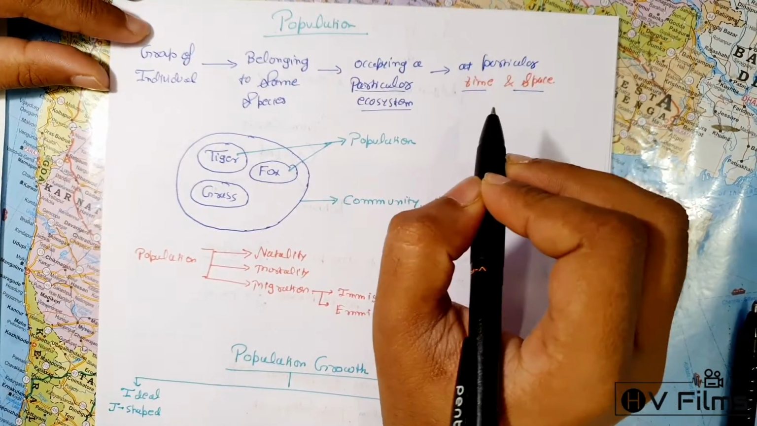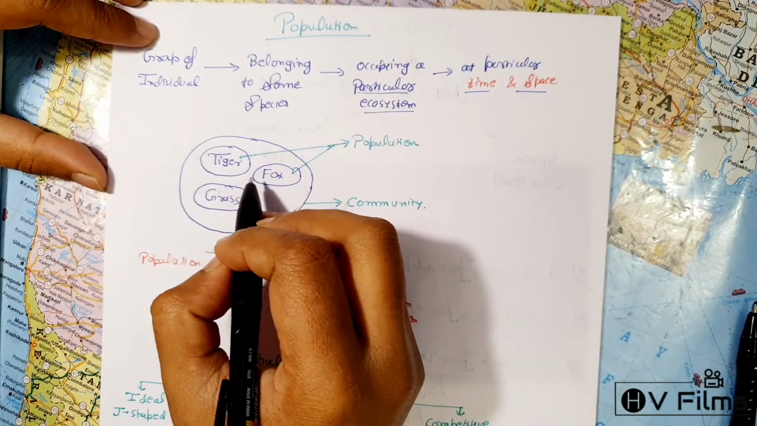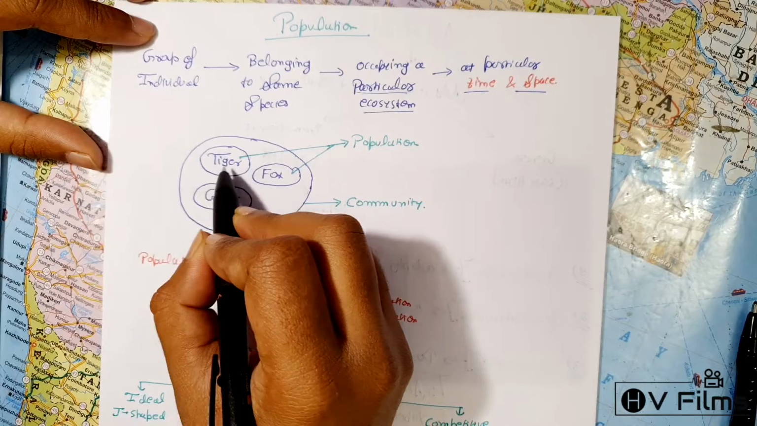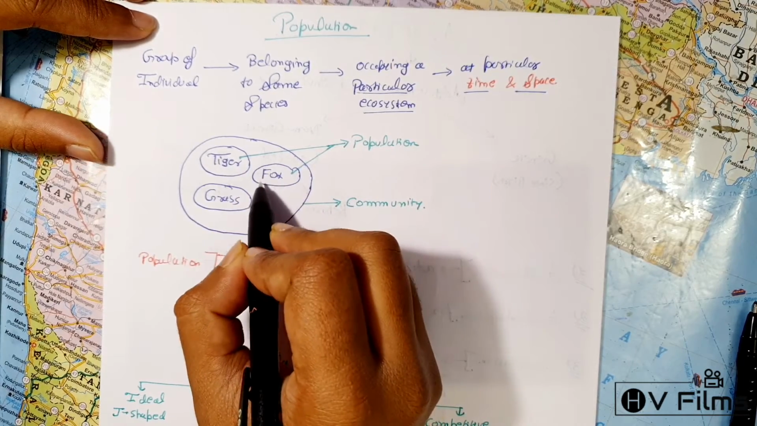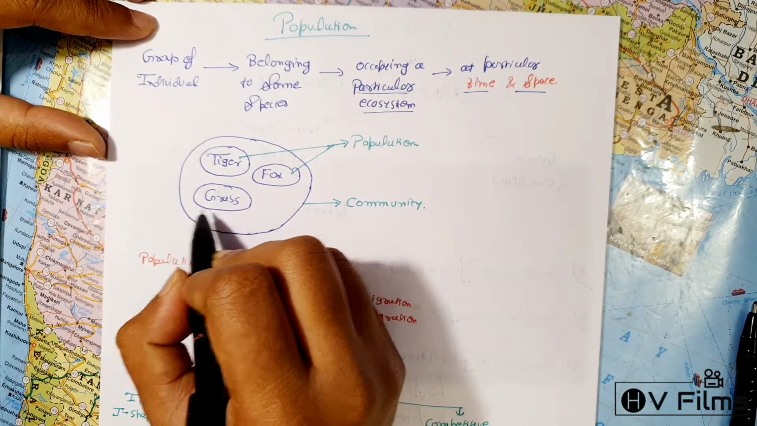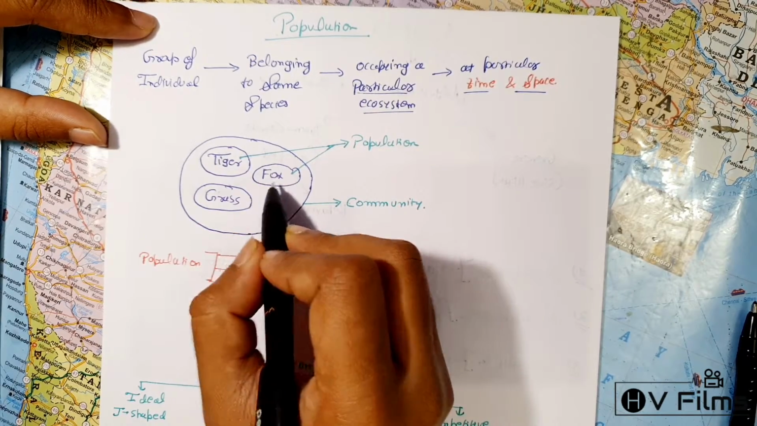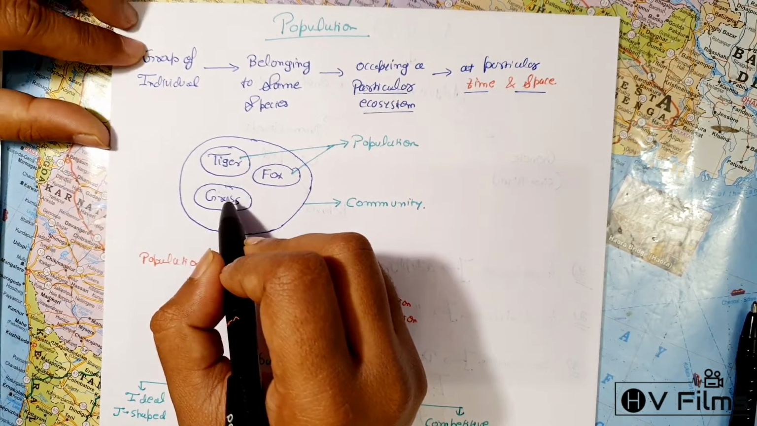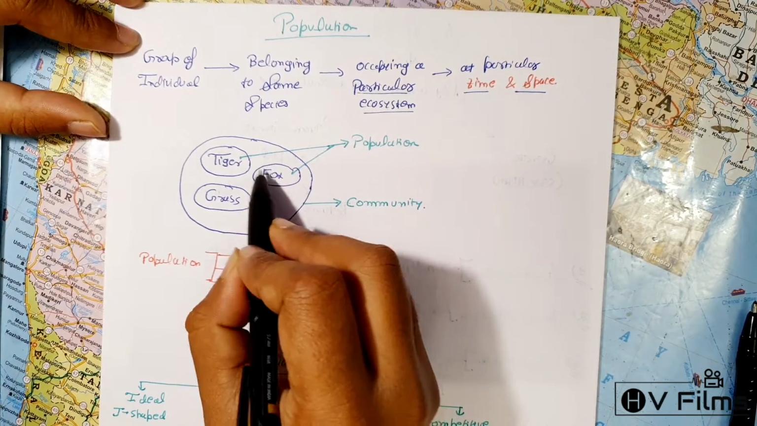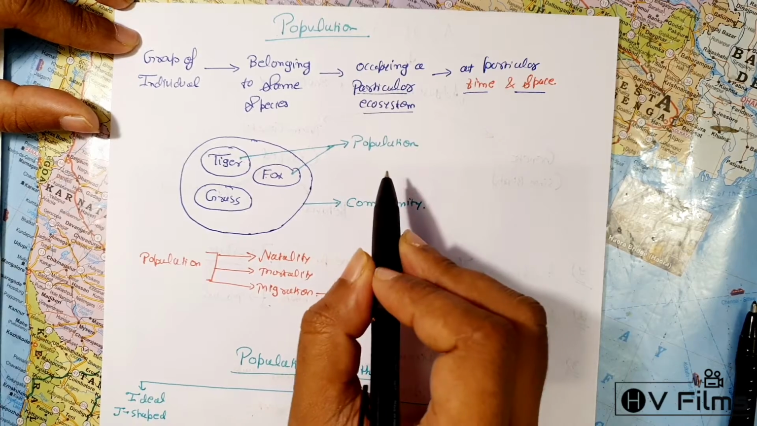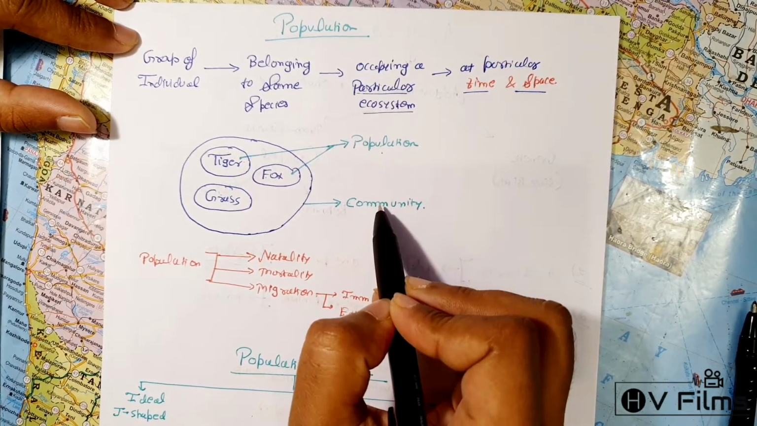and space. For example, there is a population, a group of tigers. That is a group of individuals together. Now there's a group of individuals like fox, and a group of individuals like grass. This is one population, this is another population, this is another population. Now if we combine all the populations together, we will make a community. So this is the difference between a population and a community.